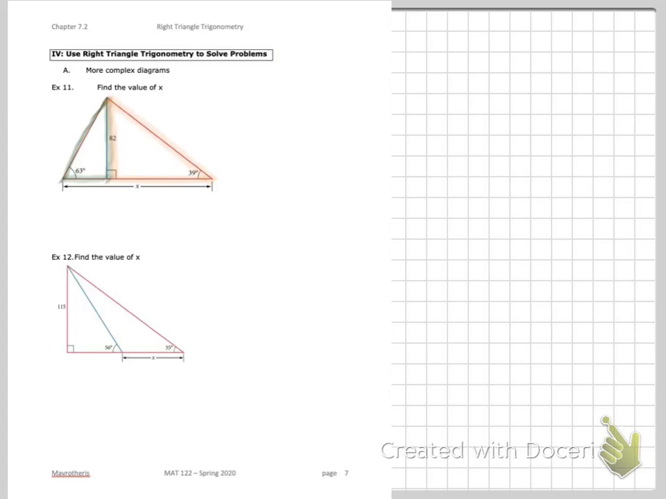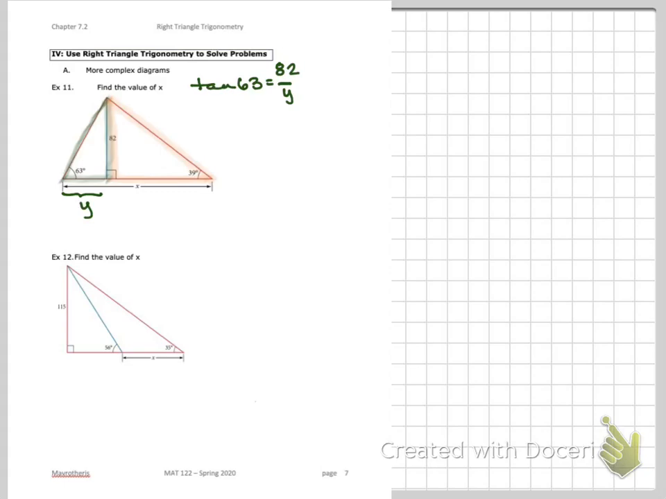So let's start with that little right triangle. I'm going to go ahead and label this little piece Y just to help myself keep track of things. So I have an angle, 63 degrees. I have an opposite side with a length of 82. And so opposite and adjacent, that's tangent. So I'm going to start with the tangent of 63 equals the opposite side over the adjacent side.